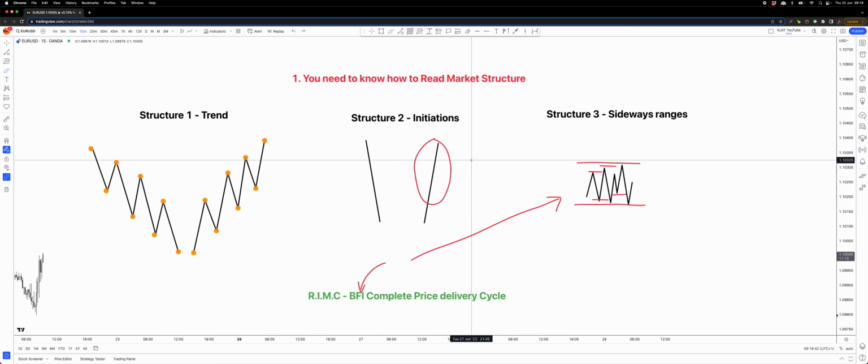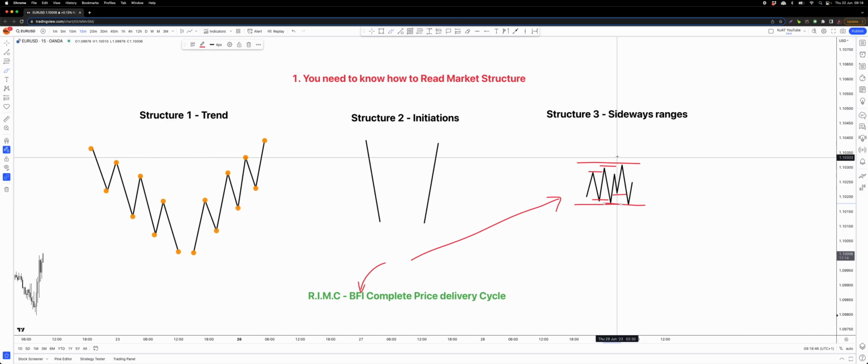So instead of doing that, they create sideways ranges, they contain price between a low point and a high point. They create orders inside this sideways range. Basically, they buy and sell to hold the range, but then they also create orders into the market. They then initiate price. That's where we go into that second structure, that initiation structure, in the direction that they want to move the price.